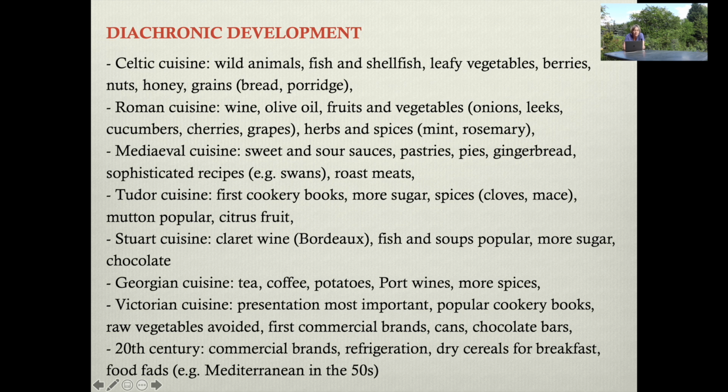So if we look, for example, at the first list from the Celtic times, what people ate normally in Britain was wild animals, which they hunted, fish and shellfish, leafy vegetables, berries, nuts, honey, and some basic forms of grains, mostly in the form of porridge, sometimes simple breads.